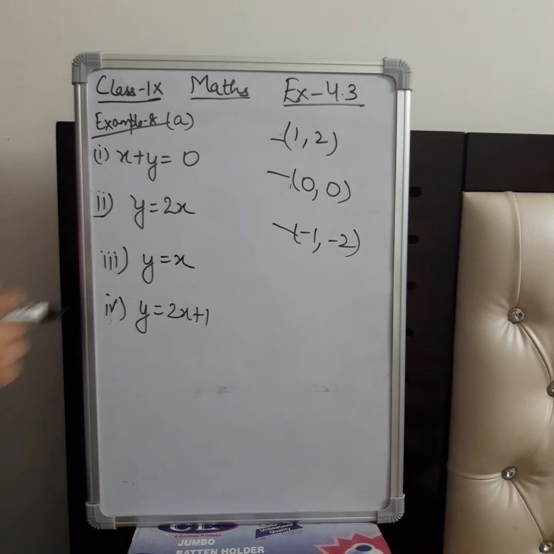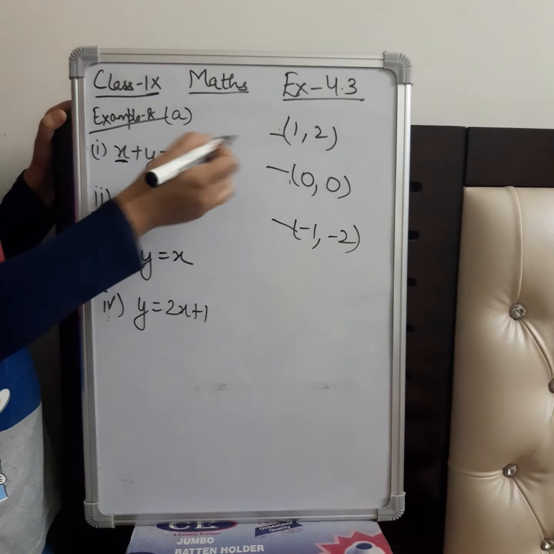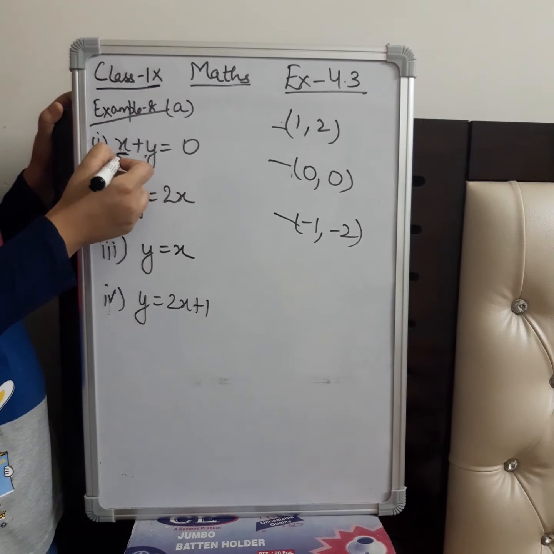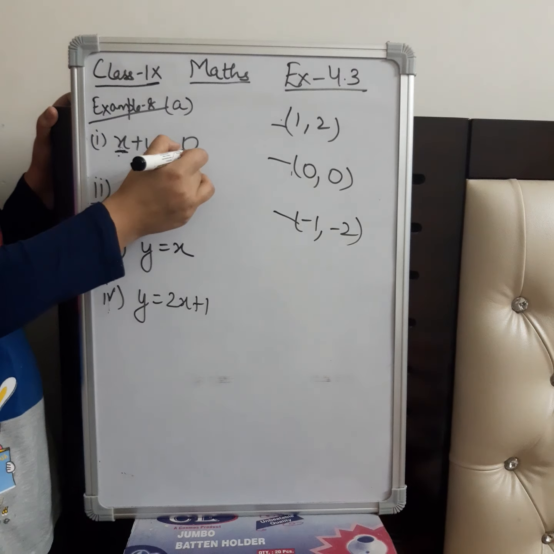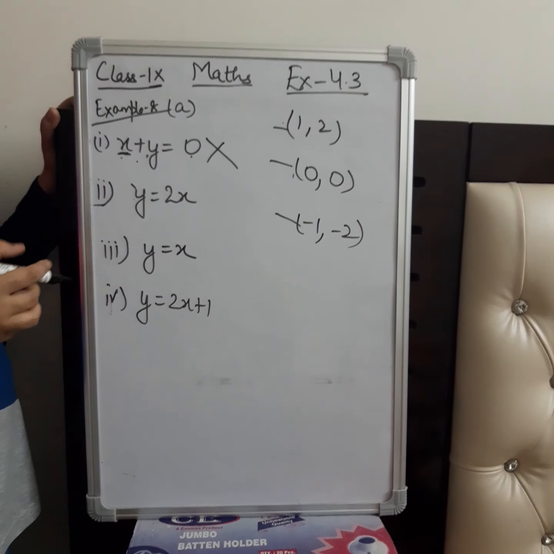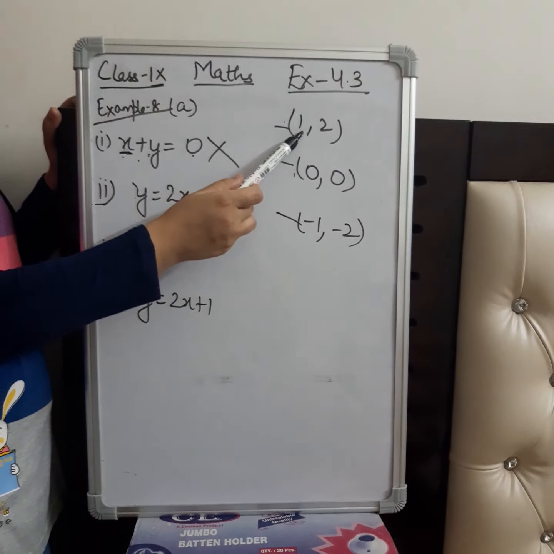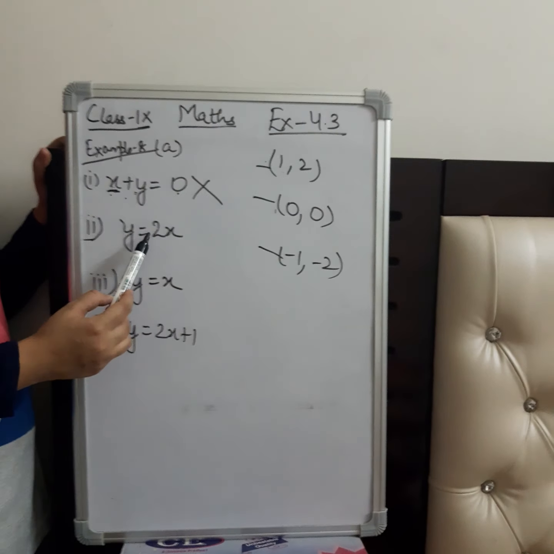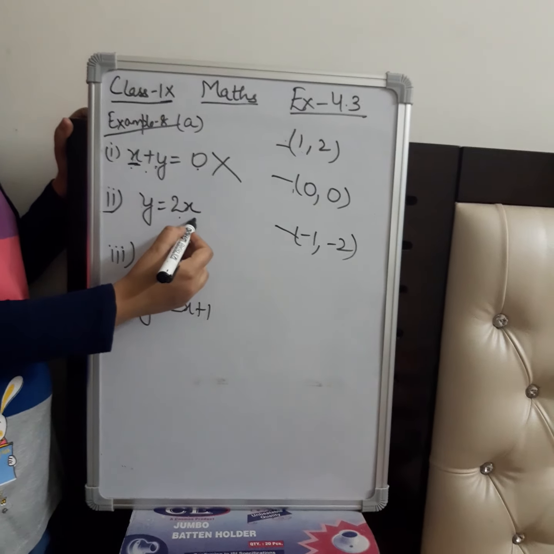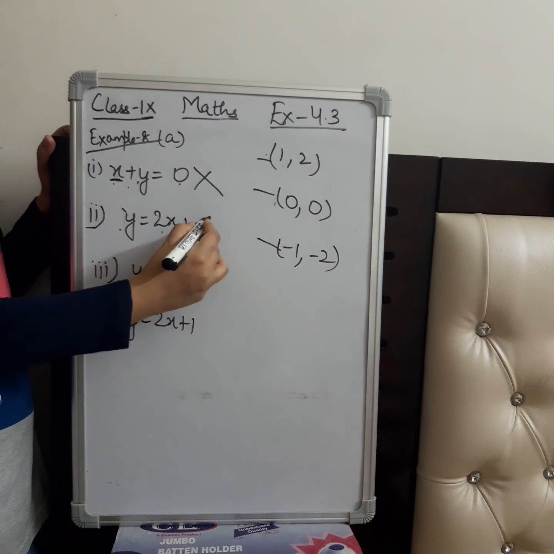All 3 should satisfy. Now if I check first, if I take the value of x as 1, y as 2, 1 plus 2 it will become 3. Is it equal to 0? No. So this cannot be the equation. Similarly, let us check for second. Take the value of x as 1 and y as 2. Now here 2 into 1 is 2, y is already 2. So first point is satisfied in this.